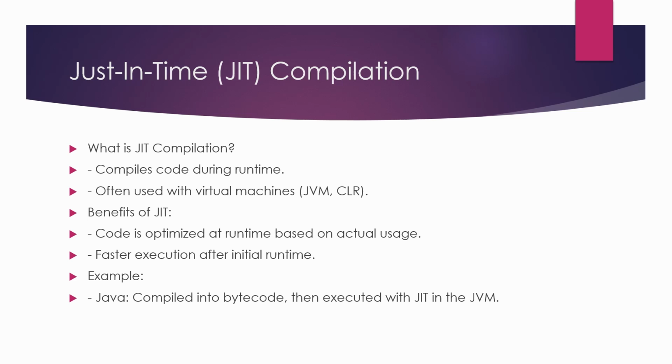Now let's talk about just-in-time, or JIT, compilation. JIT compilation combines the best of both worlds. The code is compiled during runtime, allowing for optimizations based on how the code is actually being used. Java is a prime example of a language that uses JIT. The code is first compiled into bytecode and then optimized and executed by the Java Virtual Machine, or JVM.